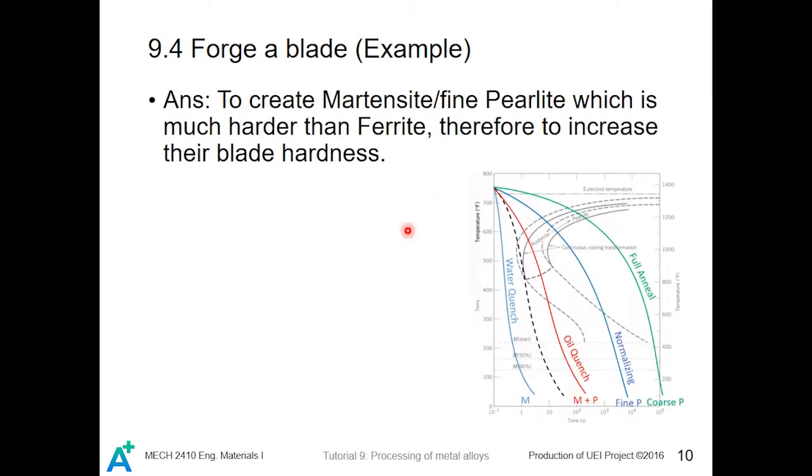The answer is they want to create martensite and/or fine pearlite, which is much harder than ferrite, therefore increasing their blade hardness in the surface, because in the surface region the temperature dropping rate is the highest. And you can refer to such a graph. The oil quench and the water quench will produce martensite or pearlite or fine pearlite, which have a much higher strength.